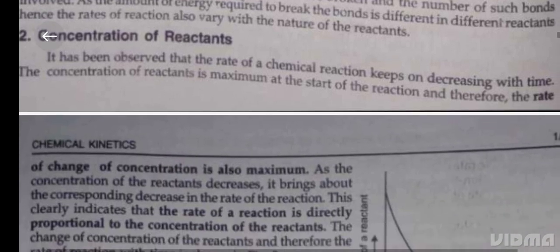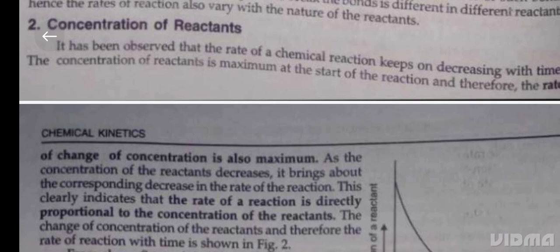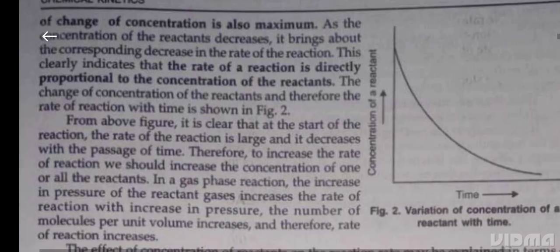Concentration of reactants. It has been observed that the rate of a chemical reaction keeps on decreasing with time. The concentration of reactants is maximum at the start of the reaction and therefore the rate of change of concentration is also maximum. As the concentration of the reactants decreases, it brings about a corresponding decrease in the rate of reaction. This clearly indicates that the rate of a reaction is directly proportional to the concentration of the reactants, the change of concentration of the reactants and therefore the rate of reaction with time.